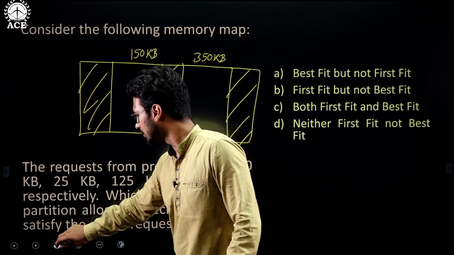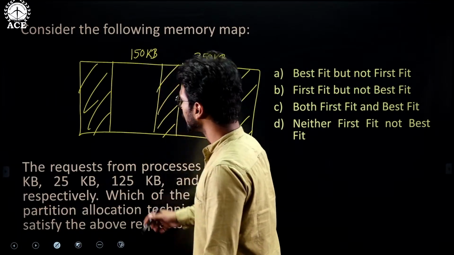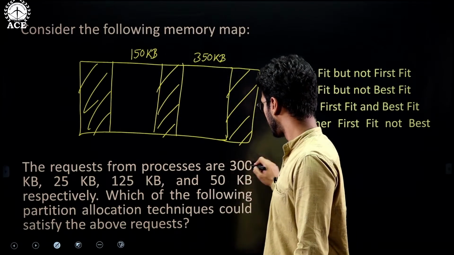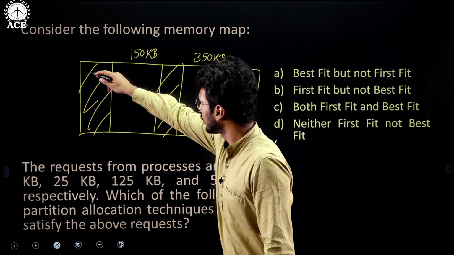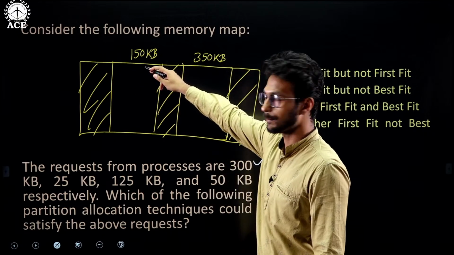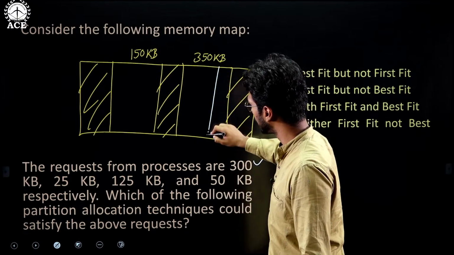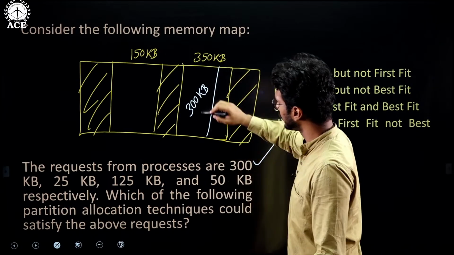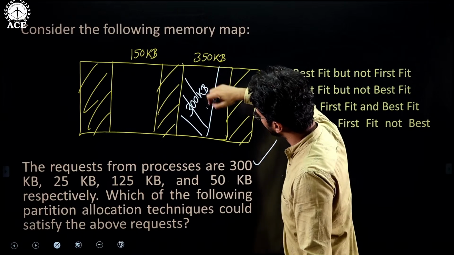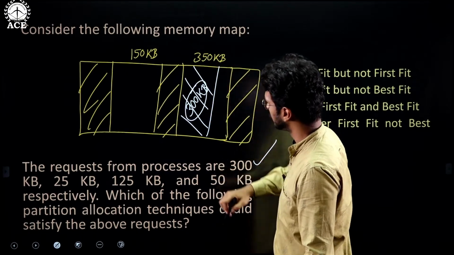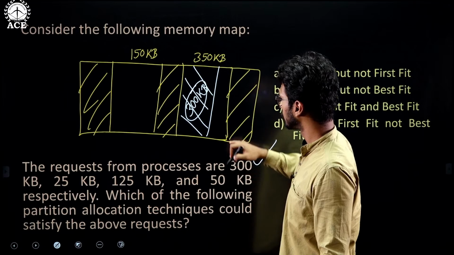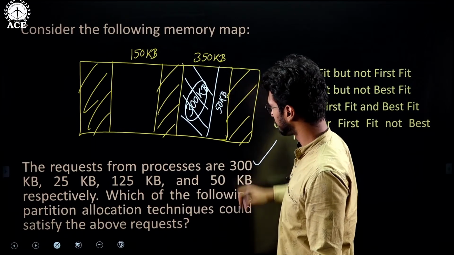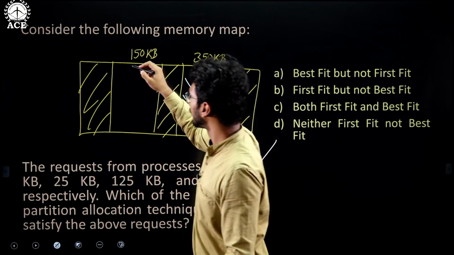Let's do it for first fit. See, using first fit, what will happen? 300 KB request came. Let's do it. From starting onwards, we'll see, okay, 150 KB, we can't place it, 350, okay, 300 KB, we can place it here. Done. How much is free? This is occupied now, isn't it? This 300 KB by that particular process. 50 KB is free. Okay. 25 KB came. Here 25 KB.